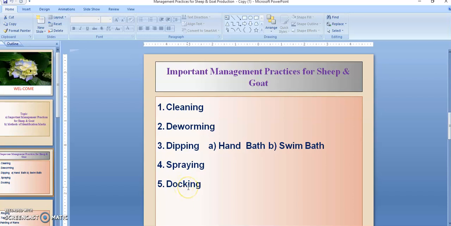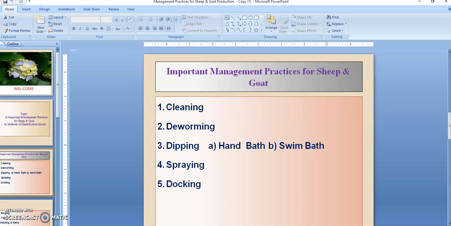Docking is the removal of the tail from the body in sheep and goat. It is called docking. The basic purpose of docking is to give a square and blocky appearance to the market lamb and to keep the lamb cleaner.